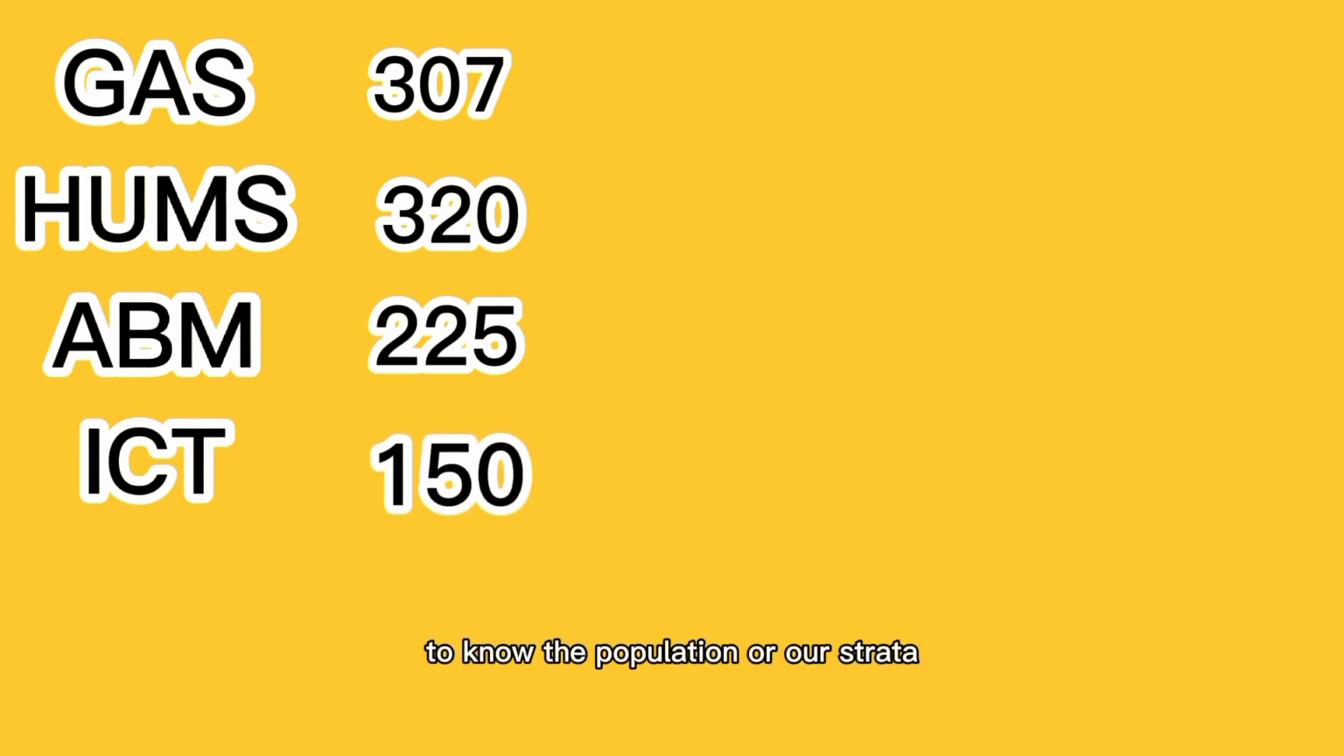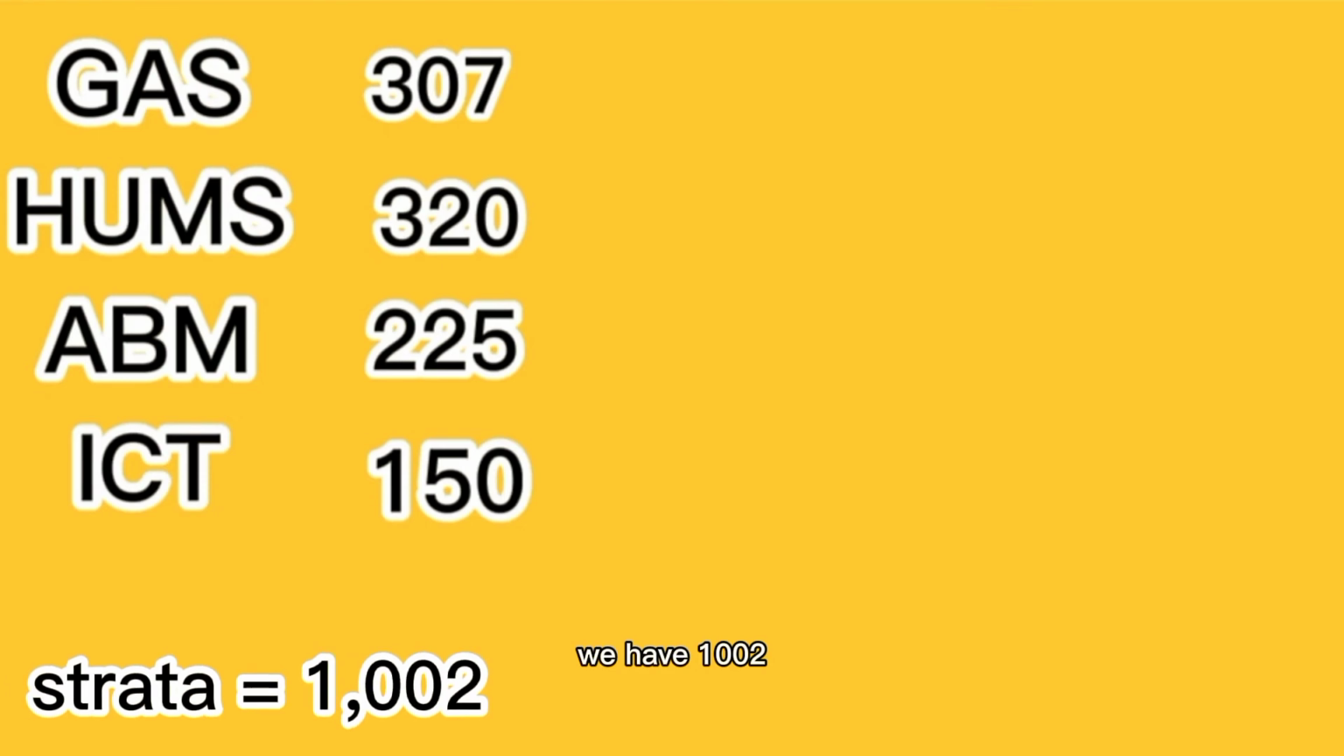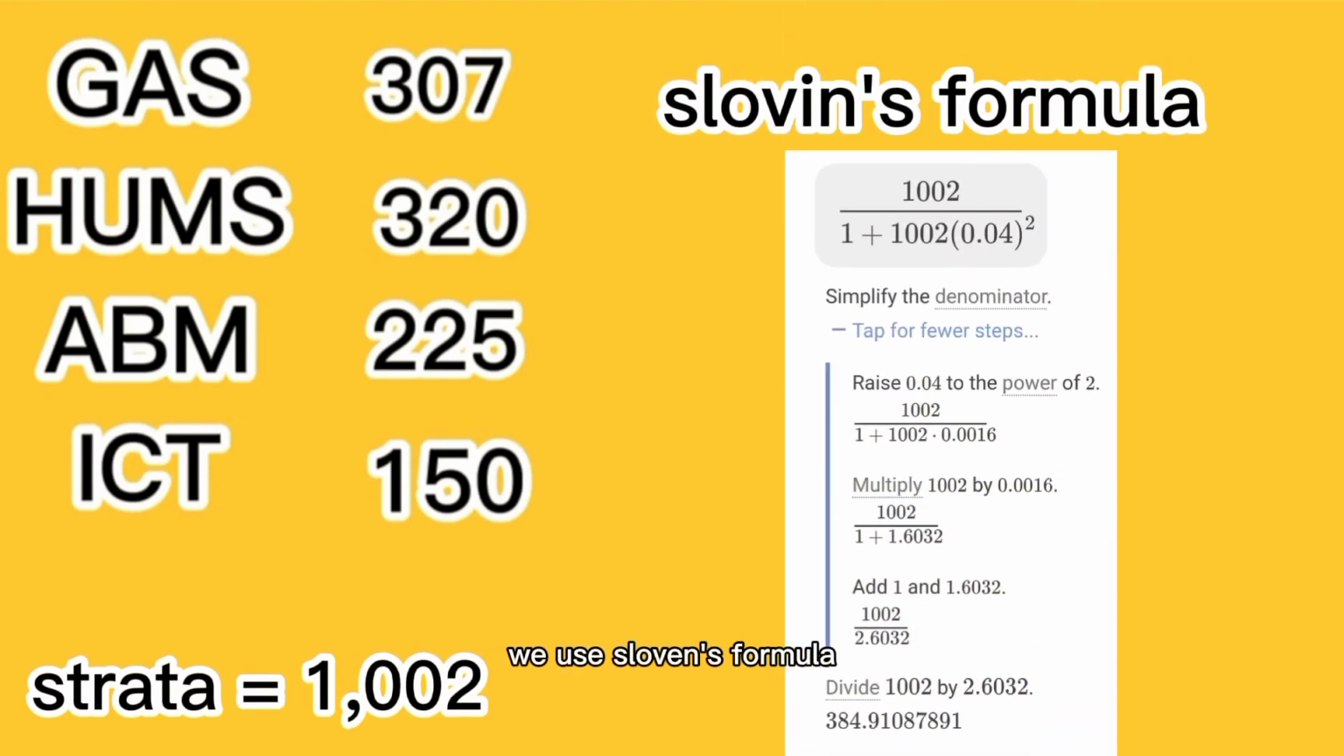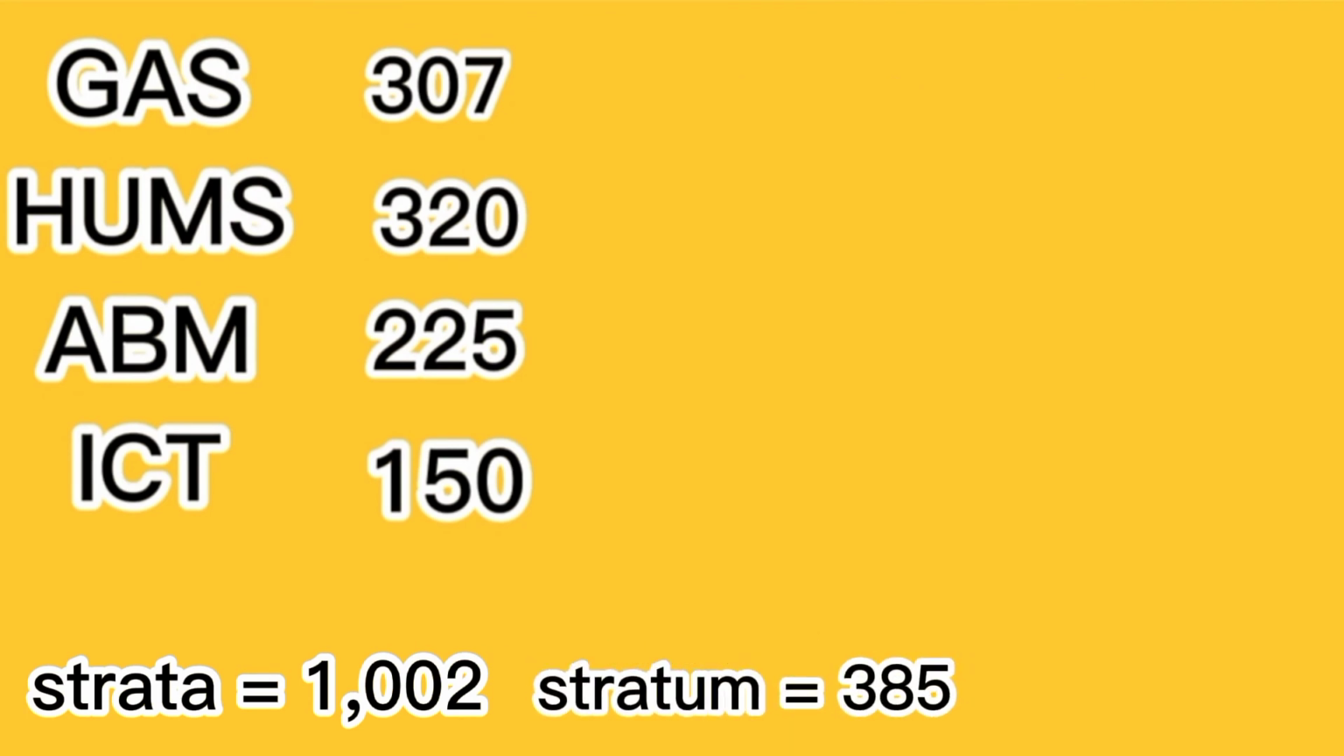To know the population or our strata, we have to add the students of each strand. We have 1002. So to know the sample size, we use Slovin's formula. That is equal to 385. That is our stratum or sample size.